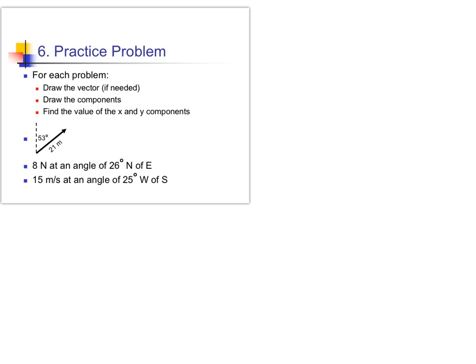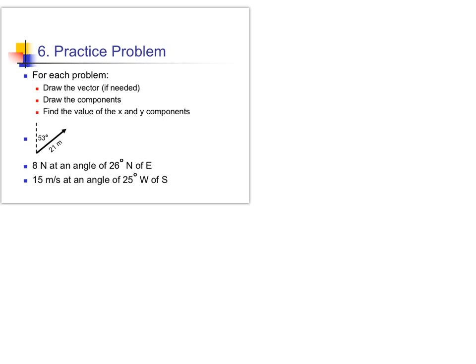Okay, so let's do a few practice problems here. We're going to start with a few where we're given the magnitude and the direction of a vector. And what we want to do is draw the vector, if that diagram is not already given, draw the components, and then find the values of those x and y components. And that's where our trig and SOHCAHTOA is going to come in handy.